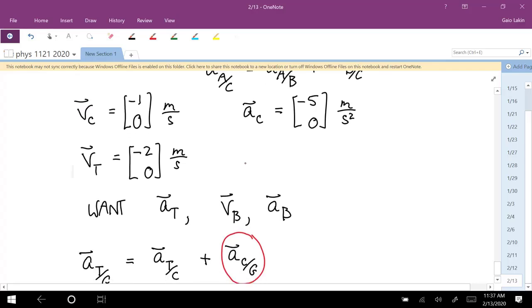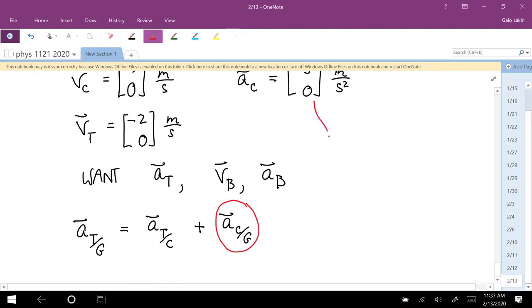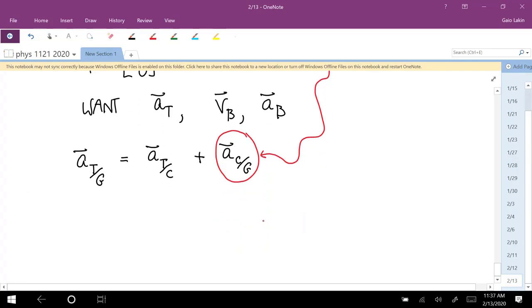This one is this. And this one is circular motion, assuming that the center is fixed. So ignoring the motion of the center and just doing the circular motion.